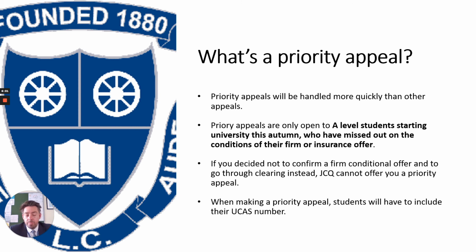There is something called a priority appeal, and priority appeals will be handled more quickly than any other appeal where possible before UCAS's deadline of the 8th of September. Priority appeals are only open to A-level students starting university this autumn who have missed out on the conditions of their firm or insurance offer. If you decided not to confirm a firm conditional offer and to go through clearing instead, JCQ will not offer you a priority appeal. JCQ cannot offer priority appeals for GCSE students either, unfortunately. When making a priority appeal, students will have to include their UCAS number so it can be confirmed that it is a genuine priority appeal.